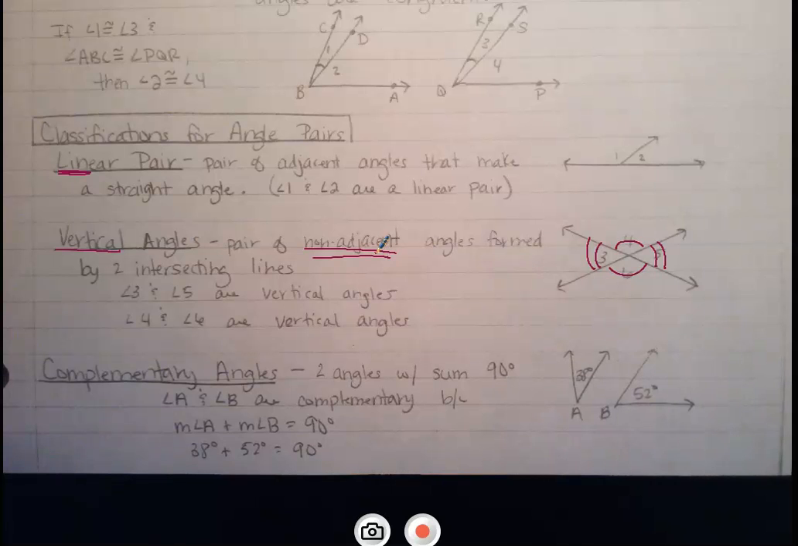Very nice. And the next one, complementary angles, are two angles with a sum of 90 degrees. So angle A and angle B are complementary because the measure of angle A plus the measure of angle B equals 90 degrees. So 38 degrees plus 52 degrees equals 90. So these two angles, if we put them together, would make a 90-degree angle or a right angle, if we added them together.